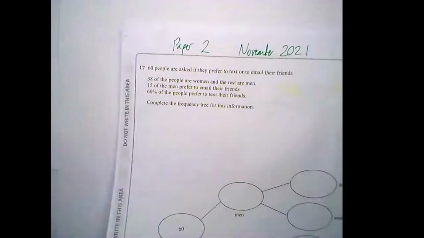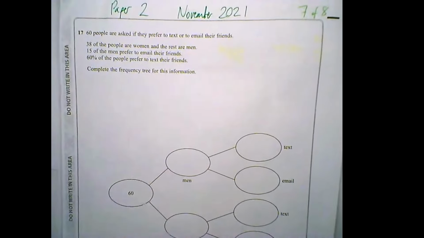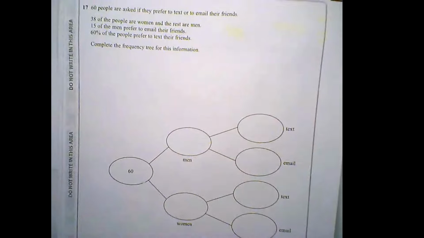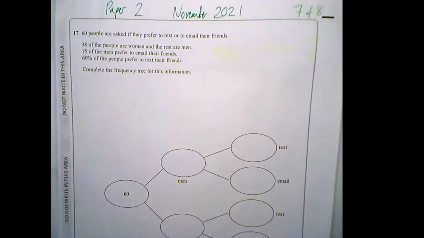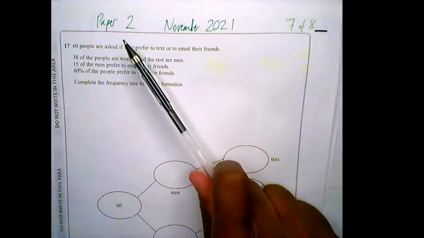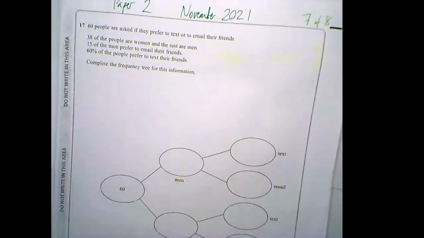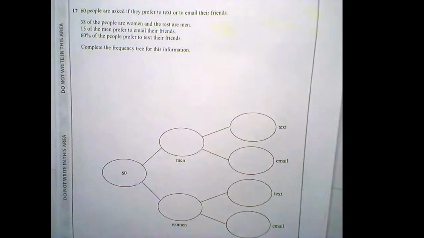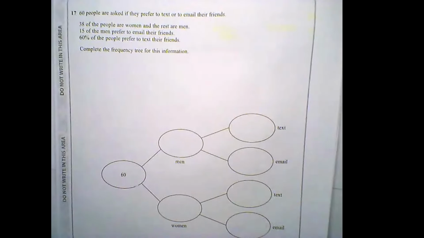Let's go to the next question. Question 7. Here is 7 out of 8. This question is worth 5 marks. So clearly it's going to be harder than the previous questions that we've done. And this is from paper 2, calculator paper from November 2021. Press pause and have a go. When you're ready, press play for the answer.